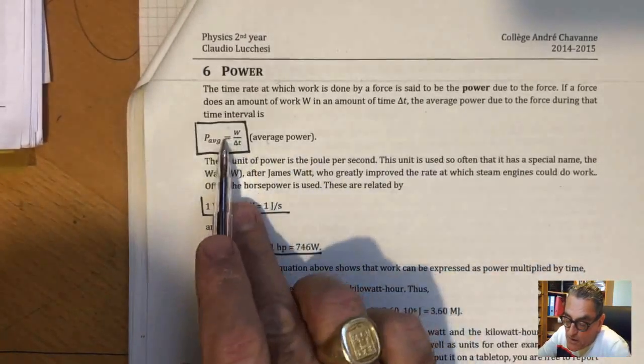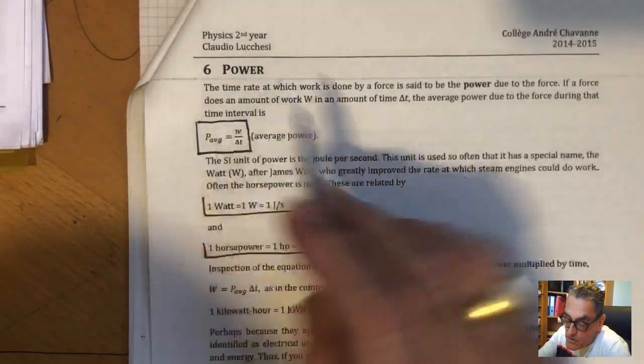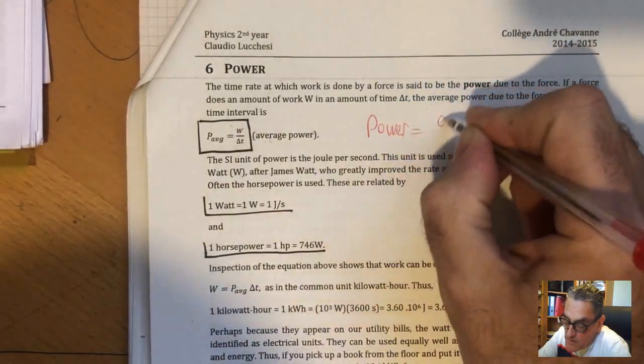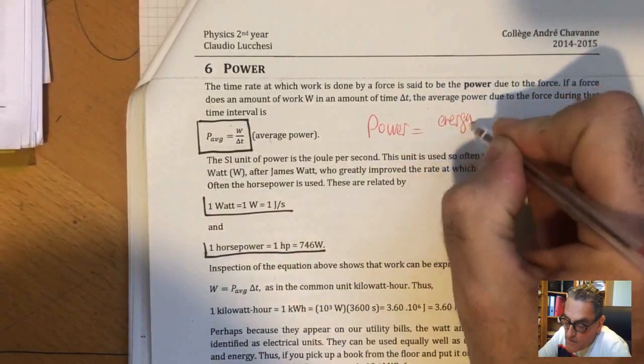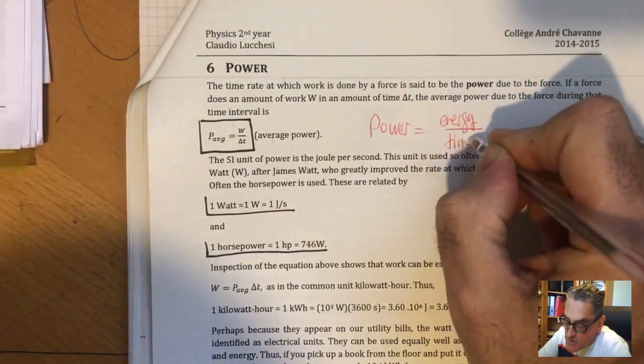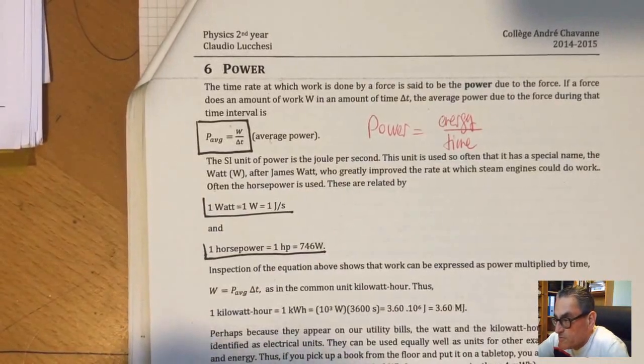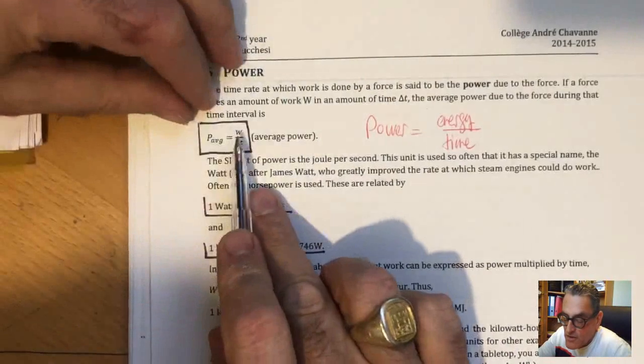Okay? And the power, you have the definition here. The power is energy divided by the time it takes to produce that energy. Okay? This is the formula here.